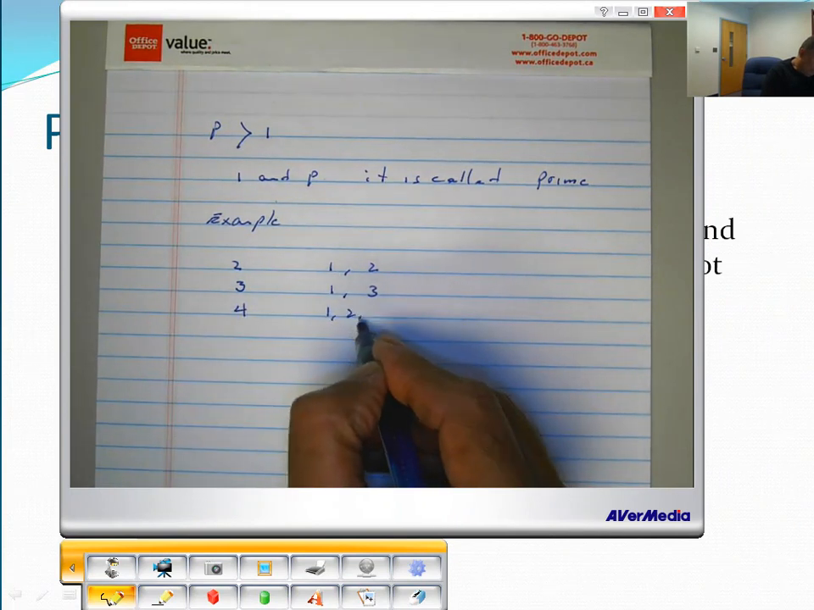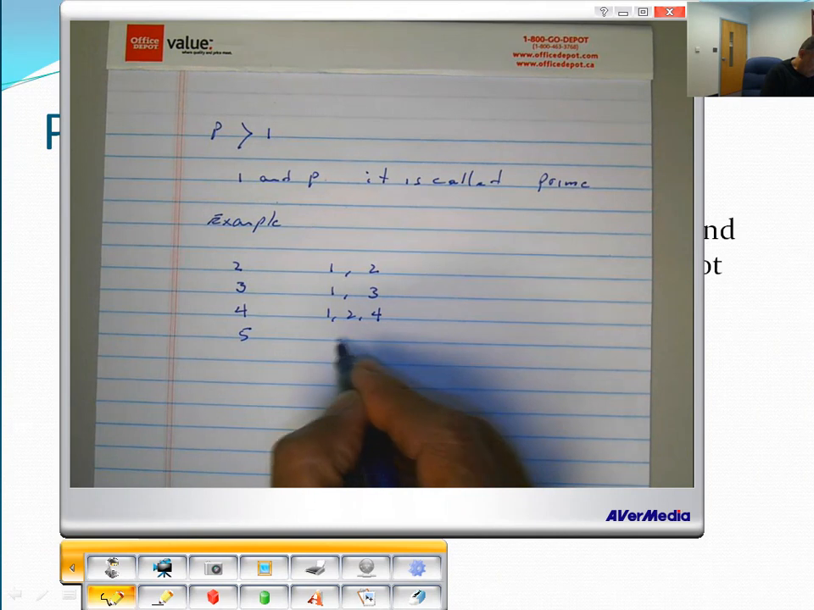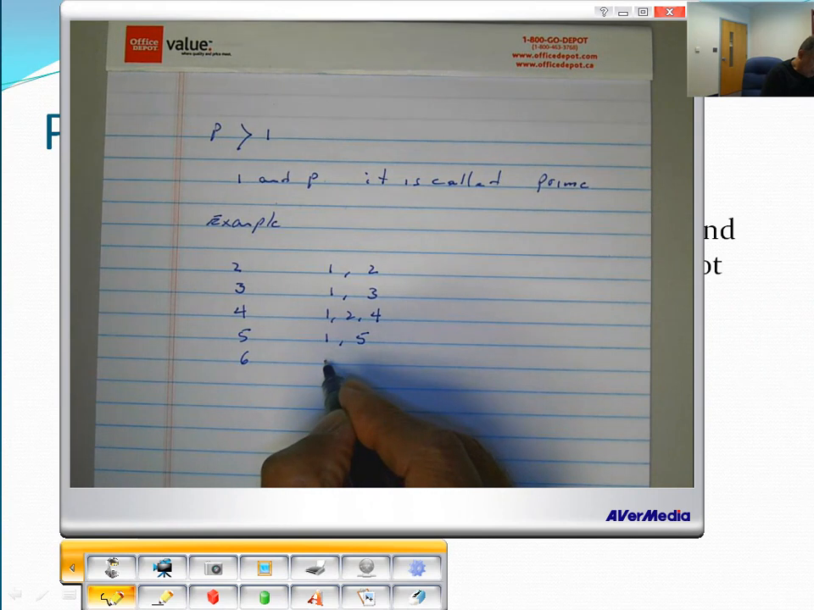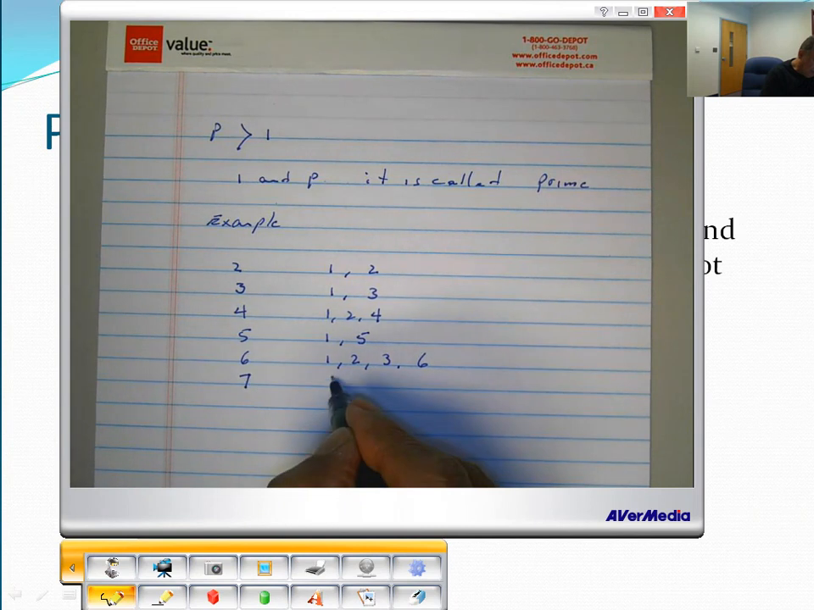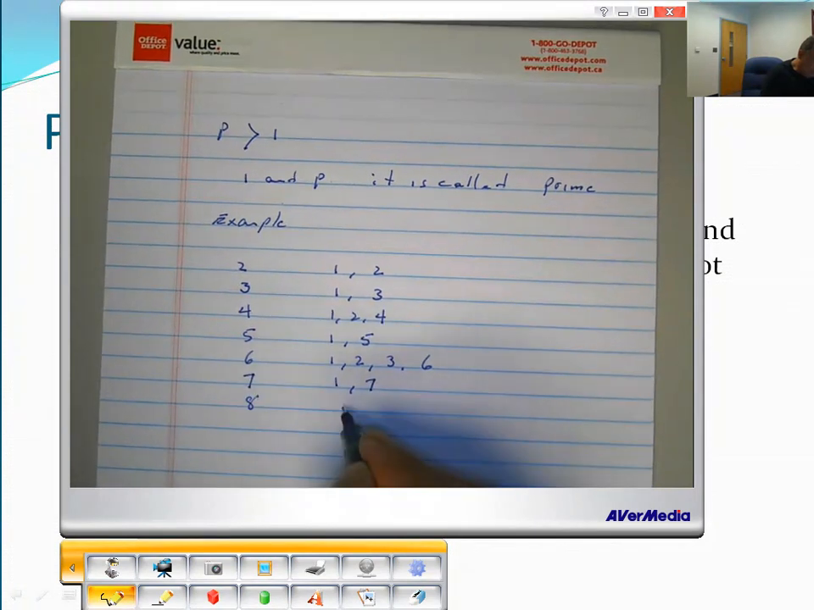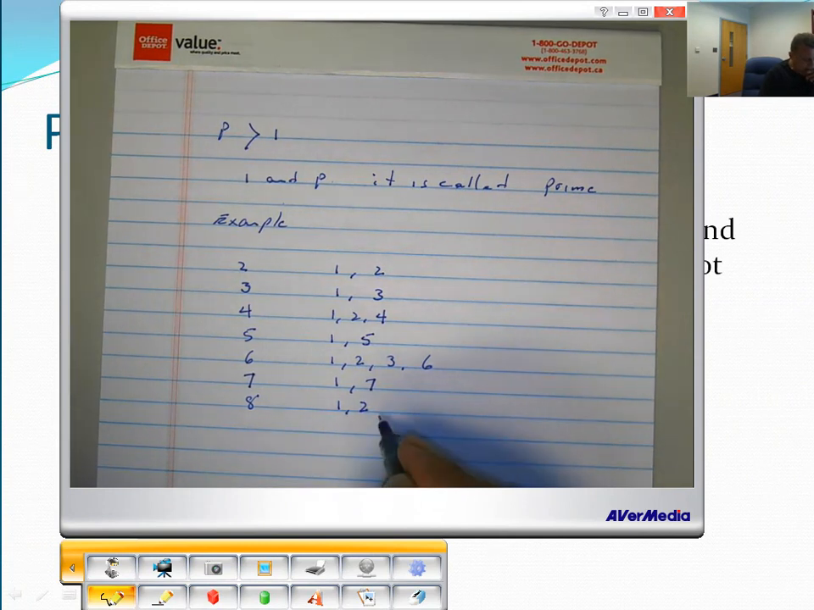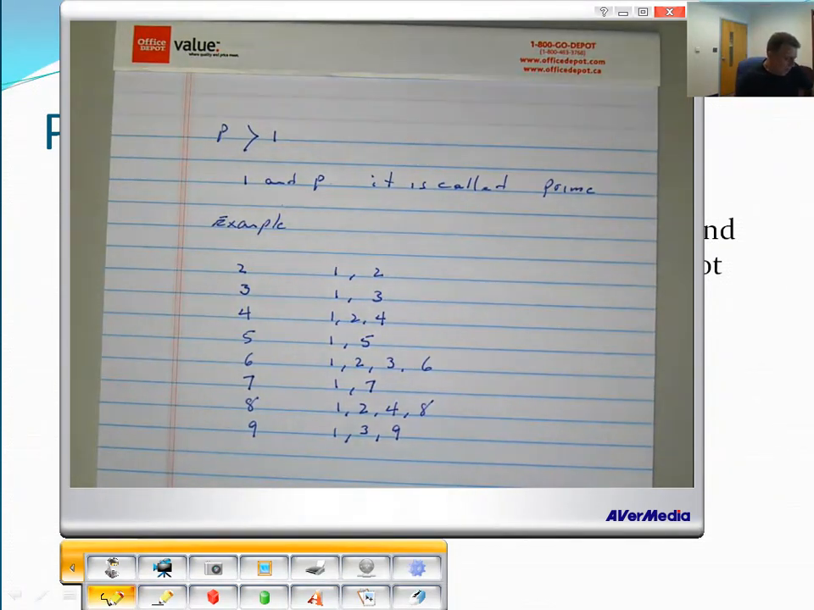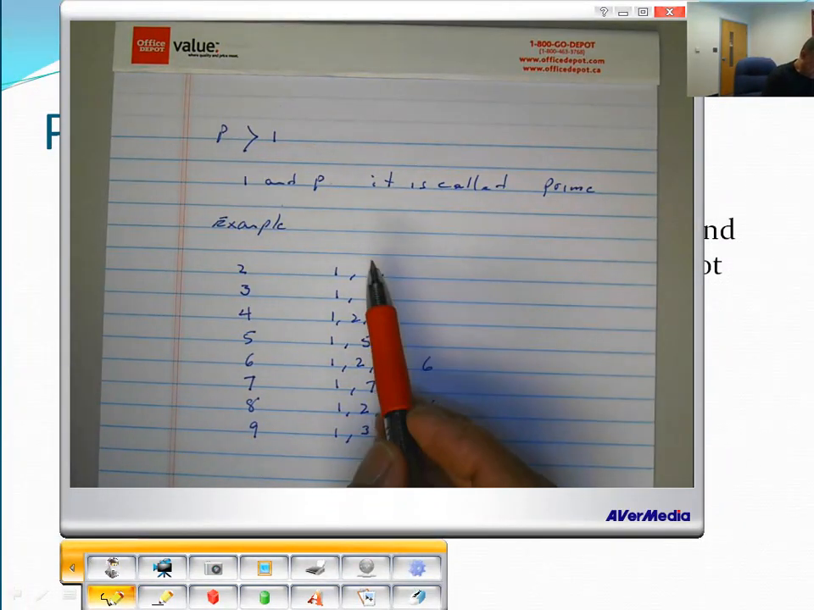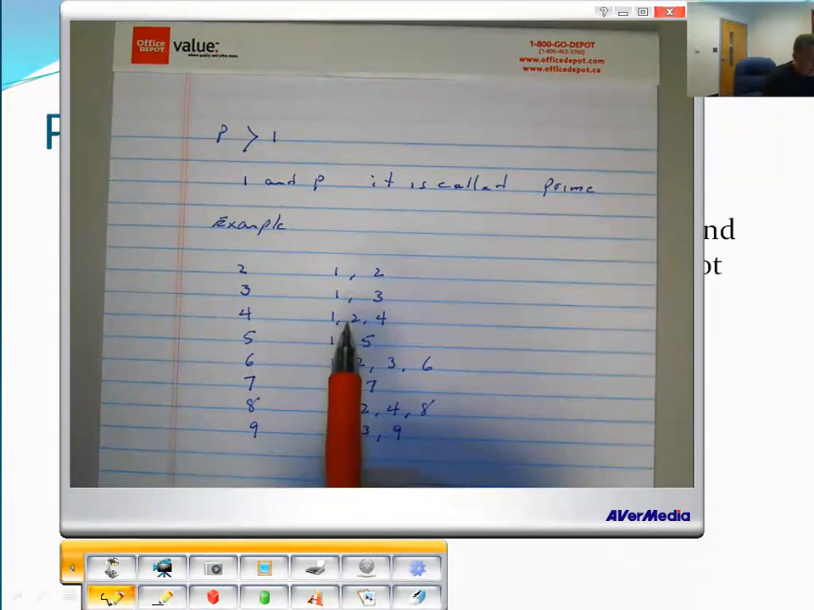And 5 is only divisible by 1 and itself. 6 is divisible by 1, 2, 3, 6. 7 is divisible by 1 and 7. 8 is divisible by 1, by 2, by 4, and by itself. 9 is divisible by 1, by 3, and by itself. All right? If there is any integer that is divisible by only 1 and itself, it's called a prime number.